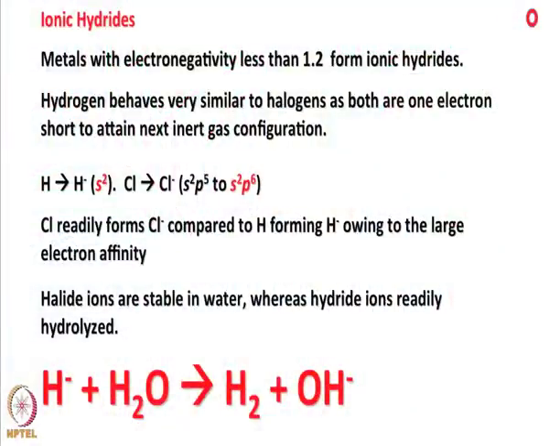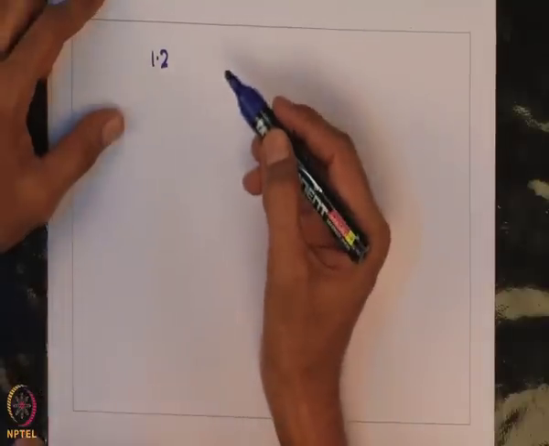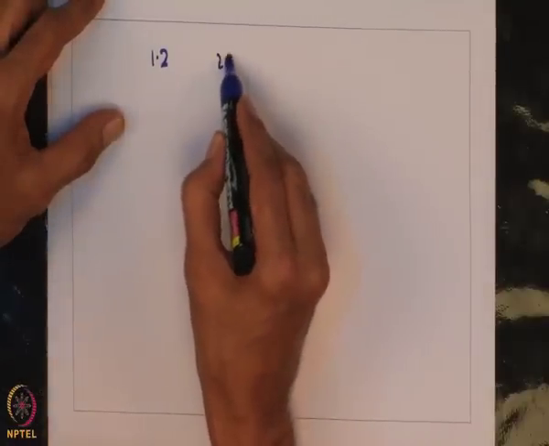So, let us consider ionic hydrides. Metal hydrides: metals with electronegativity less than 1.2 form ionic hydrides. We should remember the fact that highly electropositive metals with electronegativity less than 1.2, when combined with hydrogen, are essentially ionic in nature.